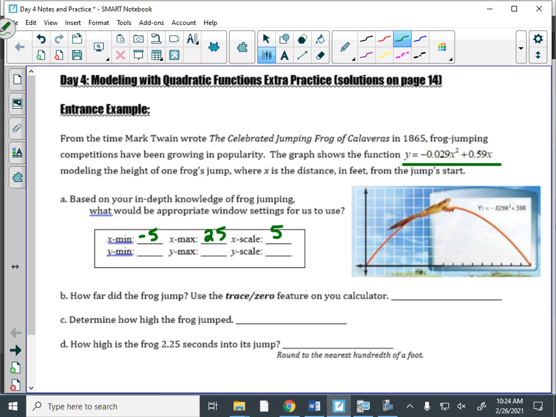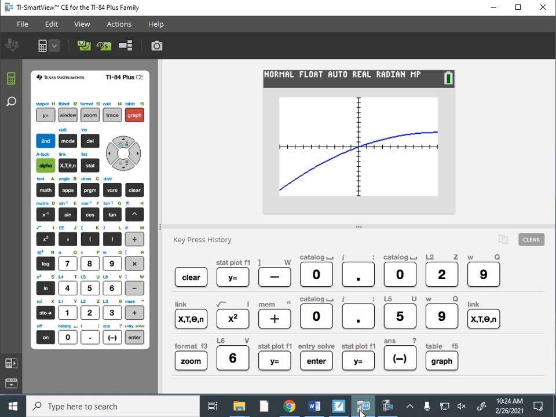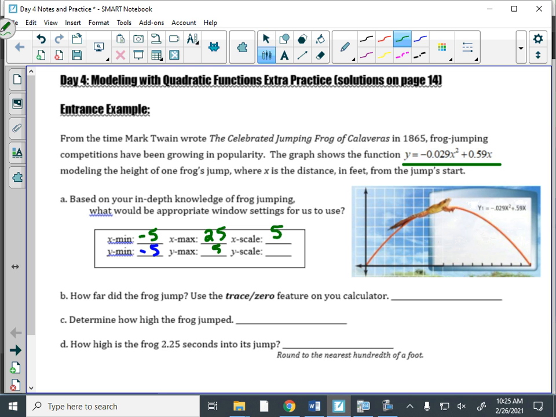So y-min, again, it's at 0 because that's on the ground, but I would go maybe a little bit past 0, just so you get a better picture. And the y-max, as you can see when you look at the graph, it's about 3. So I would say the y-max is 5, just to have a nice count. And I'll go by 1s.